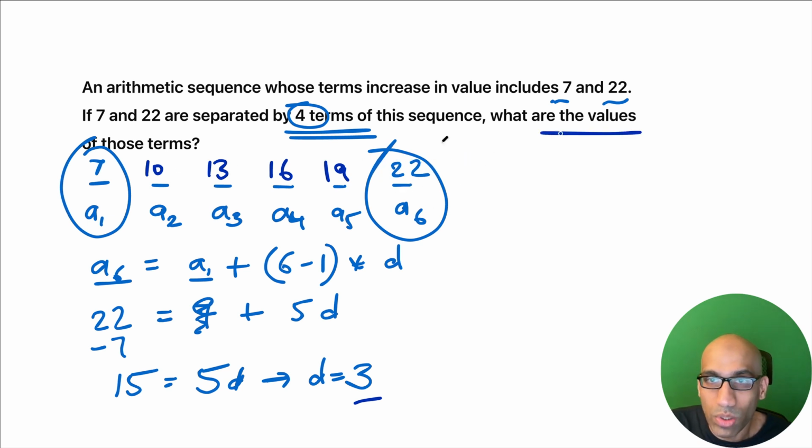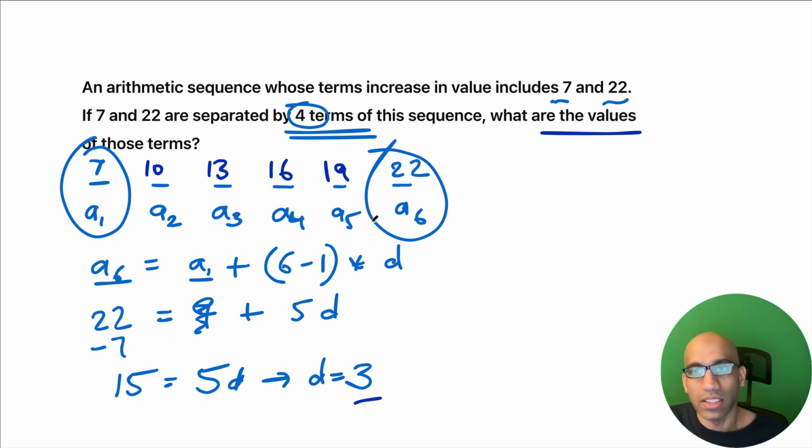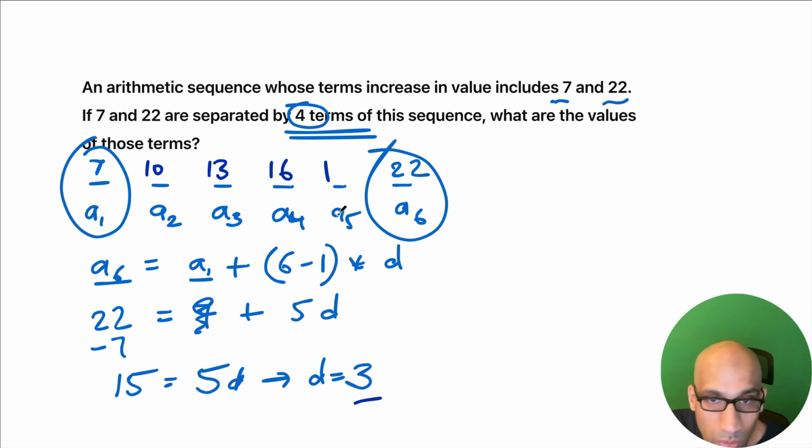And so the answer is, what are the values of these terms? They are these values here: 7, 10, 13, 16, 19. Remember, what you did here is just this one formula. That's all you need for the arithmetic sequence problems. It's the one formula that holds everything together.